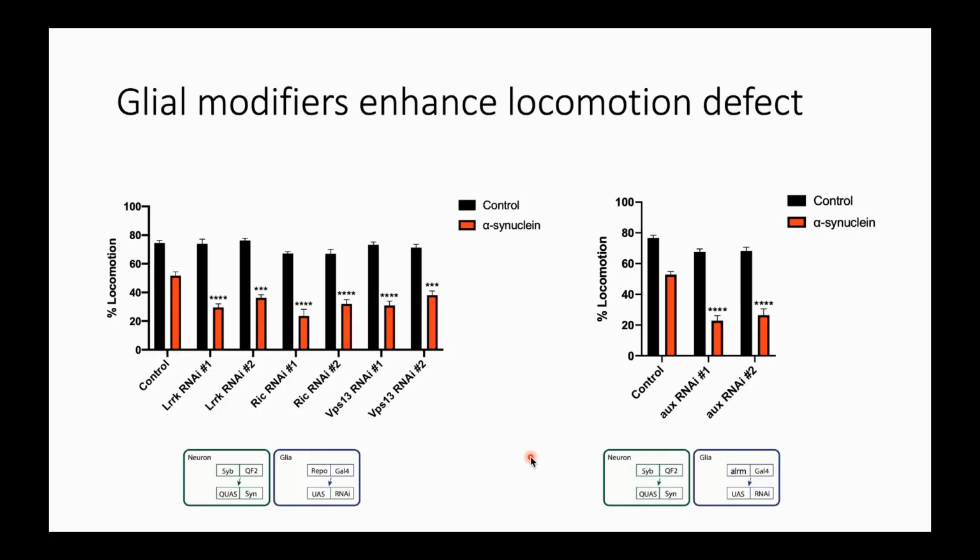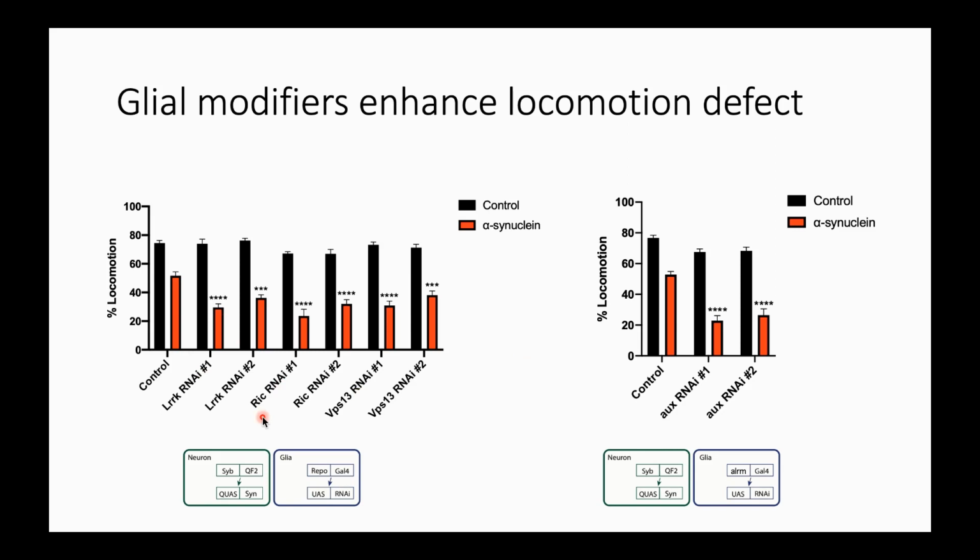First, I'm showing you that all of these glial modifiers are enhancers, so they all make the phenotype worse. In each case, when the gene is knocked down in glia, there's more impaired locomotion compared to just the presence of alpha-synuclein in neurons alone.